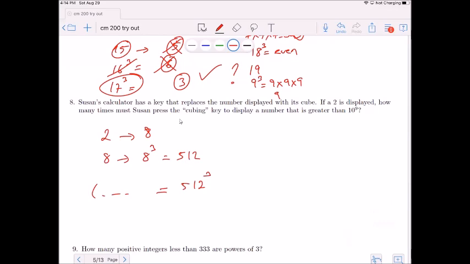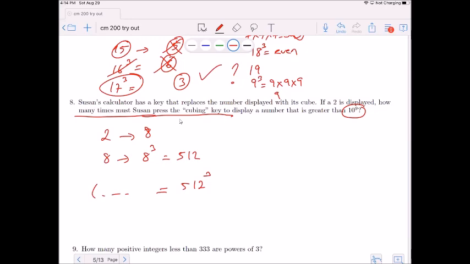So the question, how many times must Susan press the cubing key to display a number that is greater than 10 to the power of 9? How many times? Did you understand? Is this understood? When I enter 2, it gives 8. One more time, when I press that button, it gives me 512.